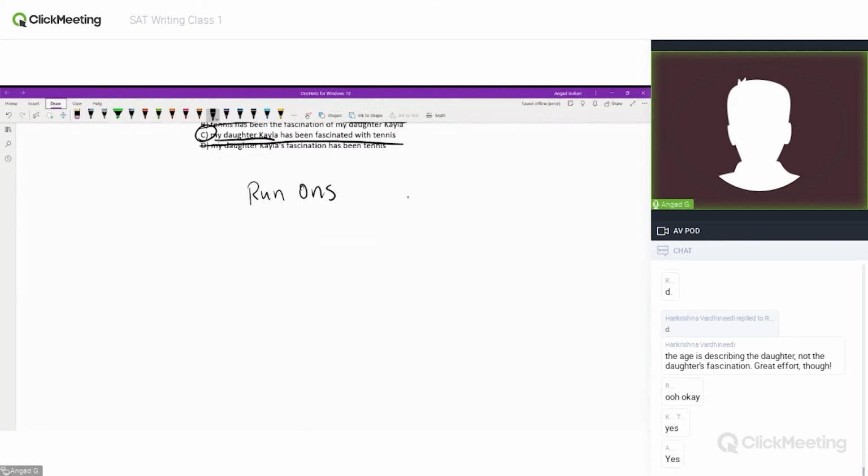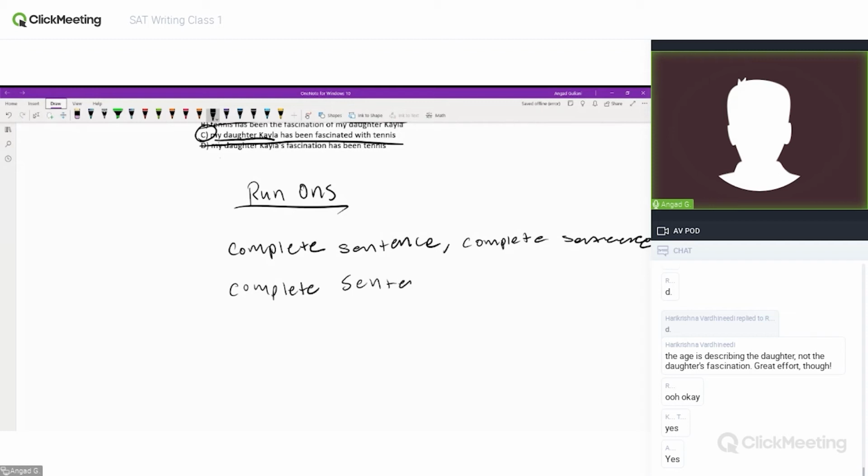All right. Most of you should know what a run-on is by now. If you went to elementary school, a run-on is basically several complete sentences being mashed together, and they usually take the form of complete sentence, comma, complete sentence. Or they just have a complete sentence and continue on with another complete sentence, right? So those are the most common forms of run-ons.